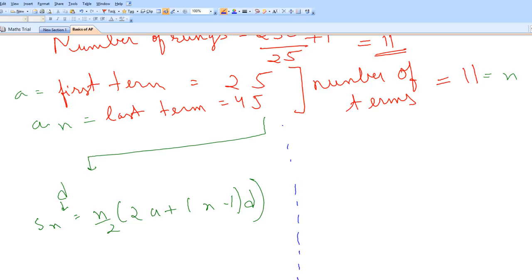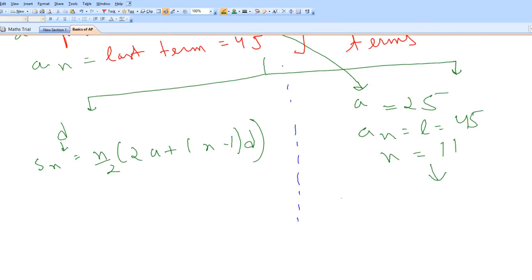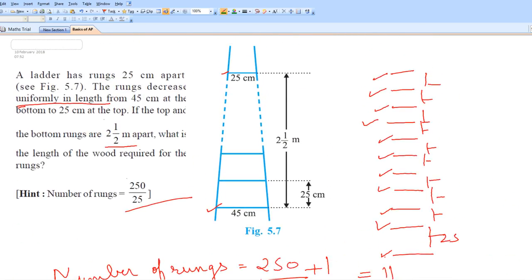Let's see one more method, which is obviously the shorter and the smarter method. I have the value of a, right? I have the value of a as 25. I have the value of an, or last term, as 45. I have the value of n as 11. Using this information, without finding out the value of d, I can use the formula of Sn equal to n by 2 into (a plus l). So I have n, I have a, I have l. I do not need to find out the value of d for using this formula. And I can directly get the answer as this. This will be the wood required to make all the 11 rungs in this ladder.